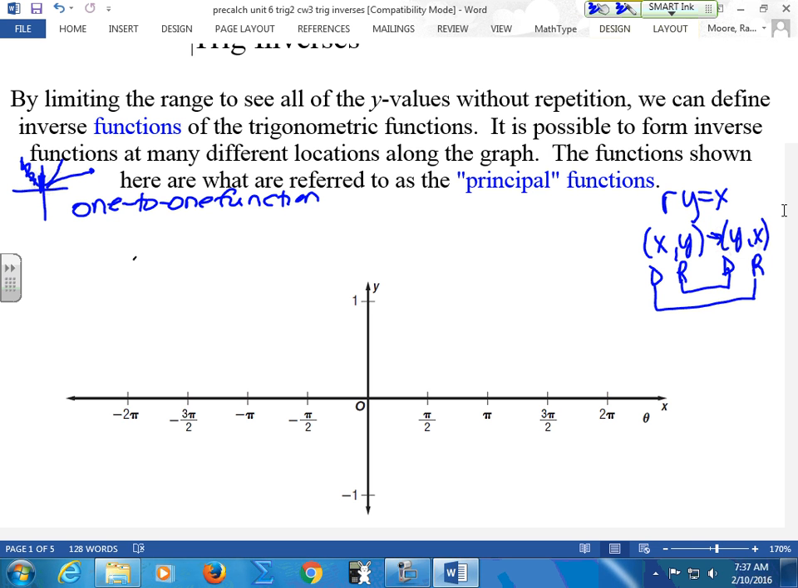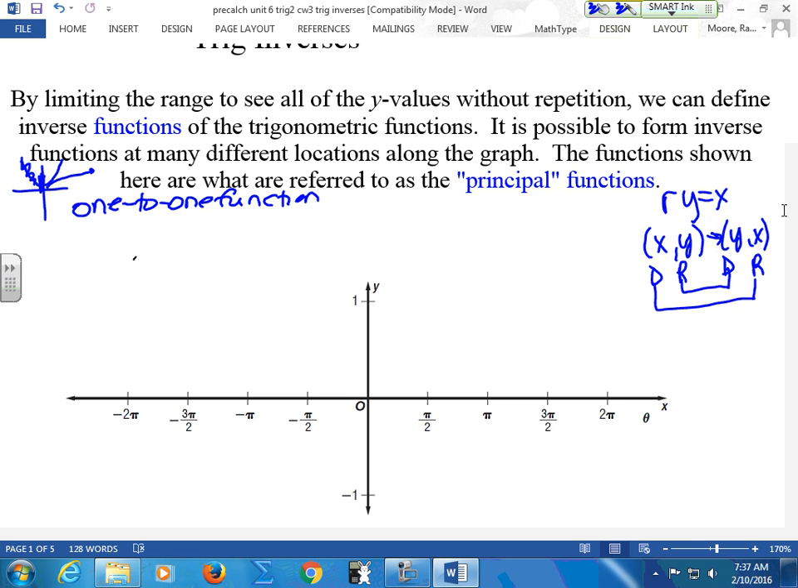Well, the same thing is going to happen with your trig functions. Because if you think about especially your sine curves, the curves themselves, when they come over the little hump there, they fail a horizontal line test. So what we have to do is restrict your sine curves.